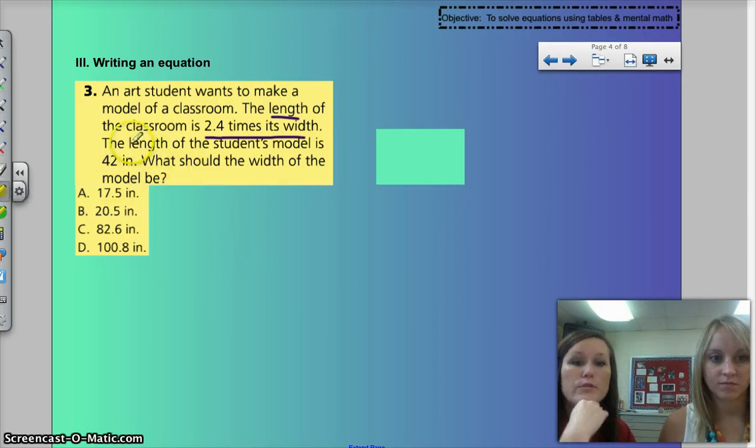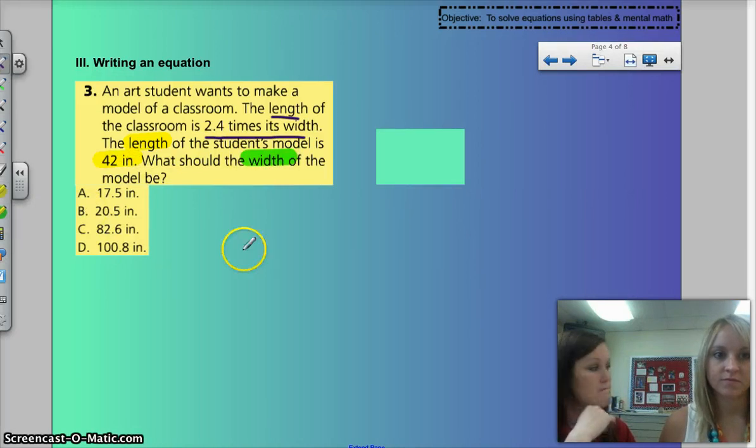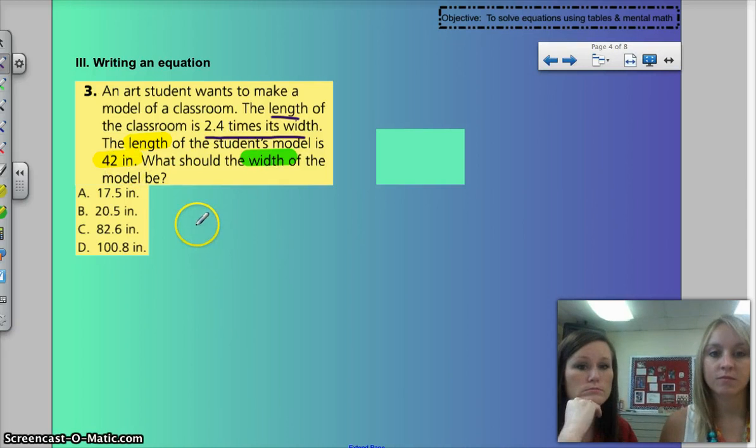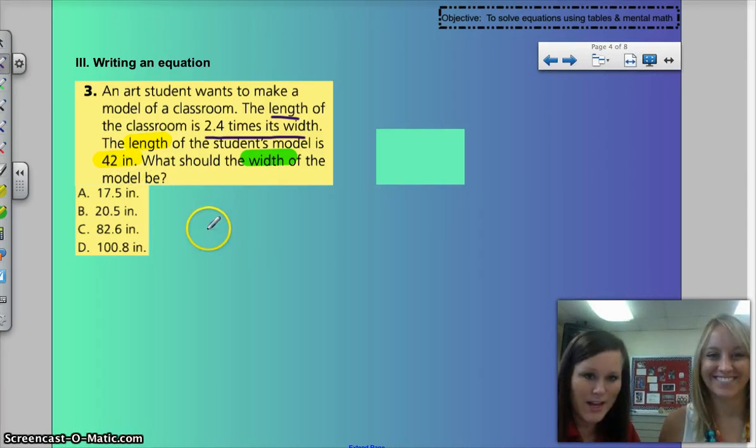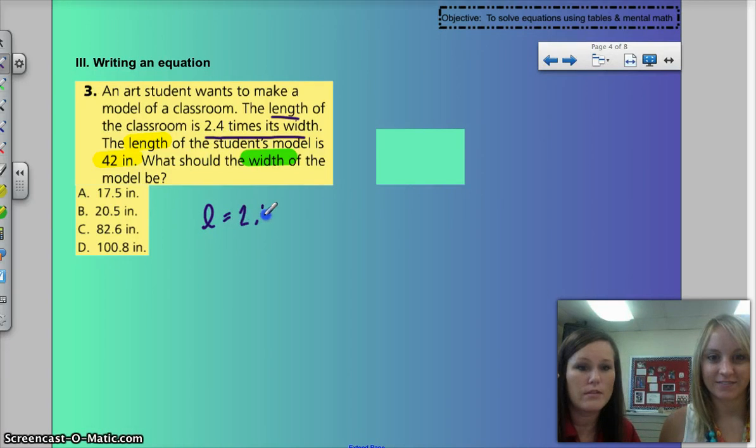So 2.4 times its width. The length needs to be 2.4 times 42, right? I'm sorry. Does it need to be 2.4 times 42? Okay, let me read it again. The length of the classroom is 2.4 times its width. There we go. Awesome. So length equals 2.4 times the width.